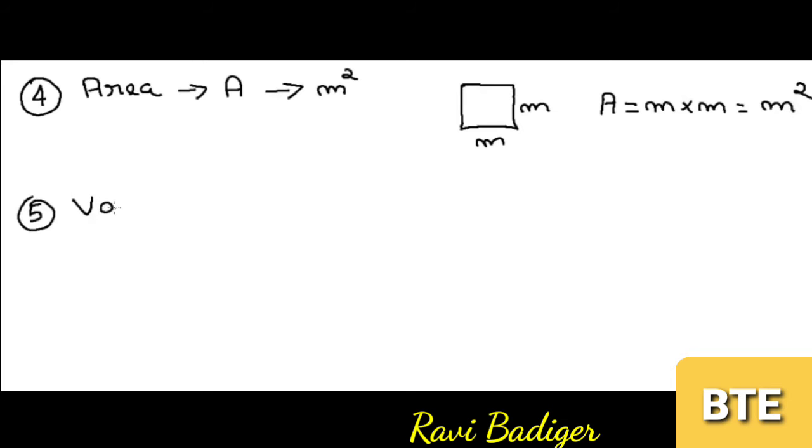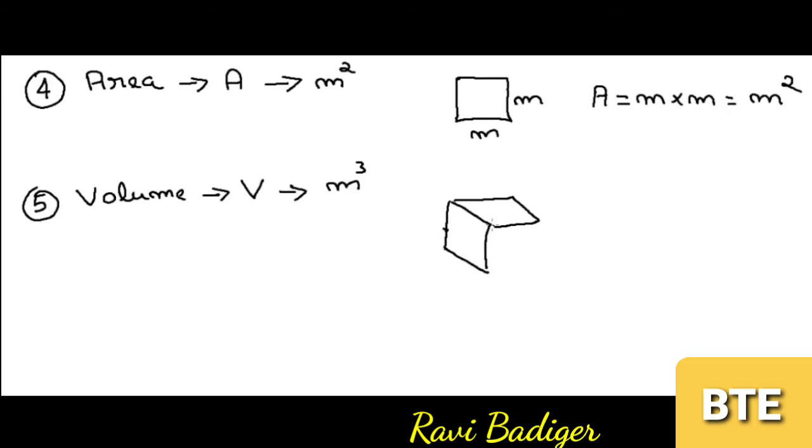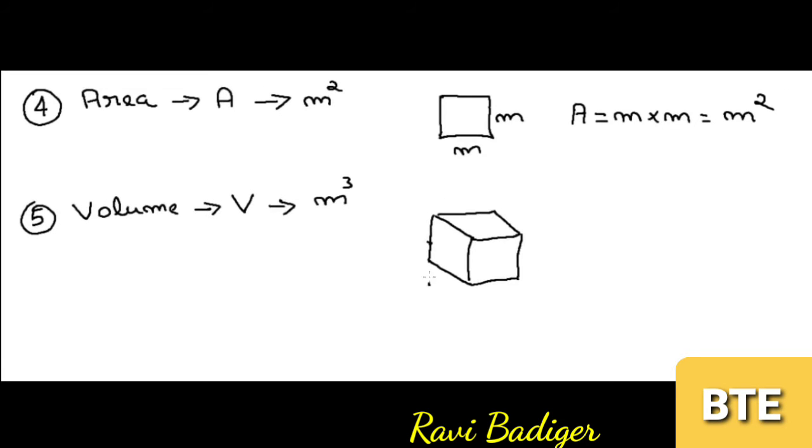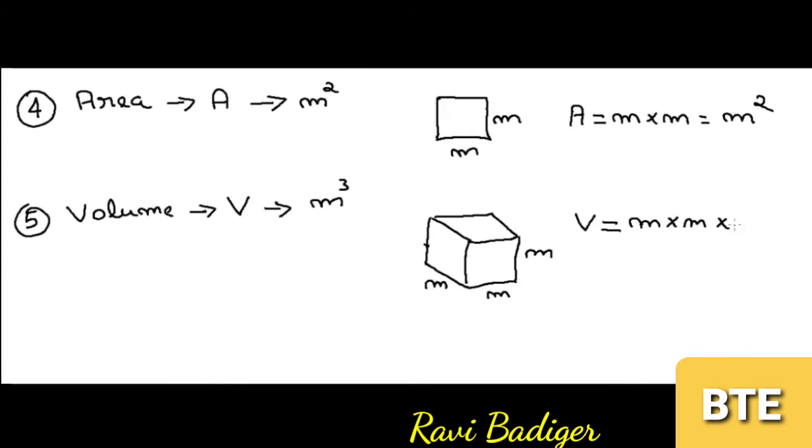Number 5, volume. It is denoted by capital letter V and it is measured in meter cube. Let me draw a cube. So it is length into width into height. So volume can be measured as meter into meter into meter. That is nothing but meter cube.